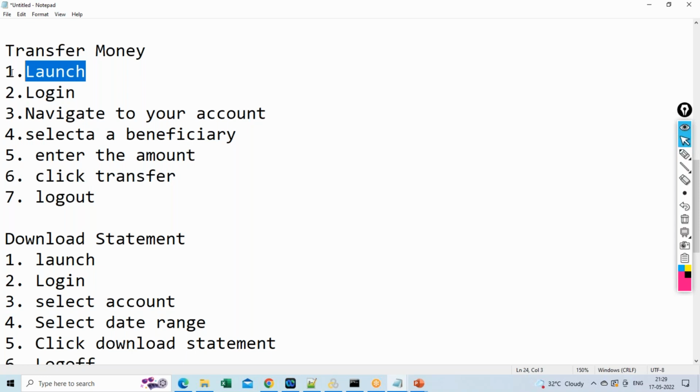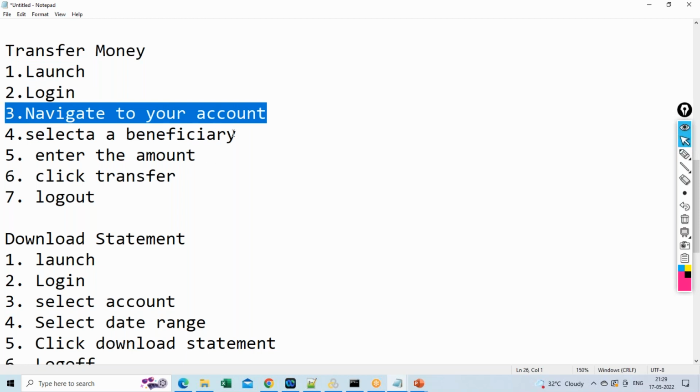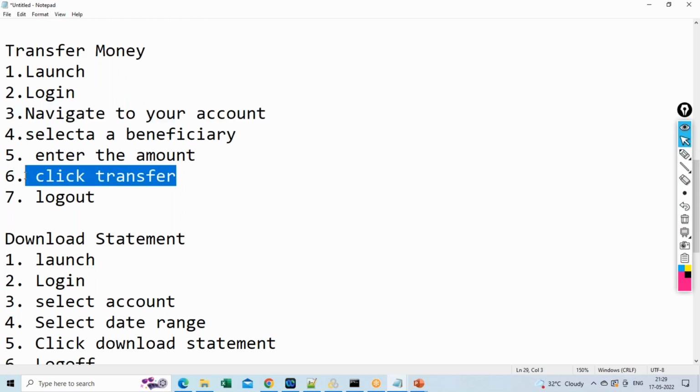So for each of these transactions, like launch should not take 2 seconds, login should not take 2 seconds, navigate to your account should not take 2 seconds. If you click on transfer, it should not take 2 seconds. So that is the SLA. Okay, each of these transactions should not exceed 2 seconds.